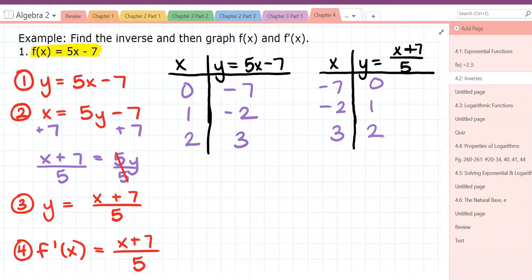And you could check it if you really wanted to. If you put in a -7, -7 plus 7 is 0. 0 divided by 5 is 0. So that one checked out. If I put in a -2, it's going to be 5/5, which is 1. So it's all making sense. So now I'm going to go ahead and graph these.